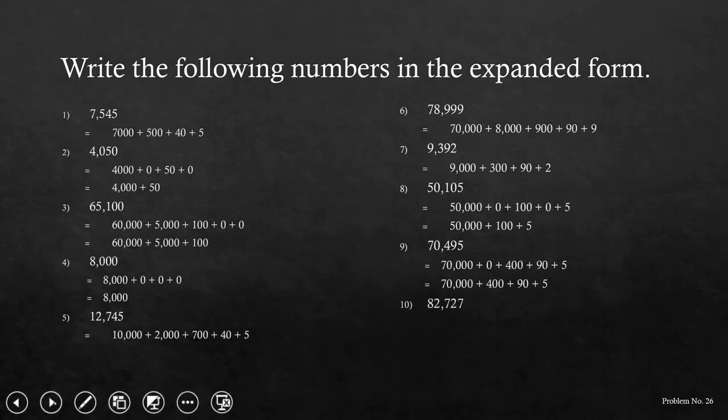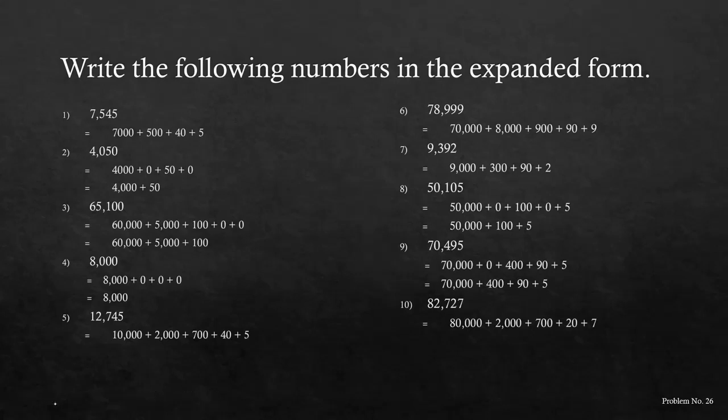And the last problem is 82,727. So place value of 8 is 80,000, place value of 2 is 2,000, place value of 7 is 700, place value of 2 is 20, and place value of 7 is just 7. So 82,727 is 80,000 plus 2,000 plus 700 plus 20 and plus 7.